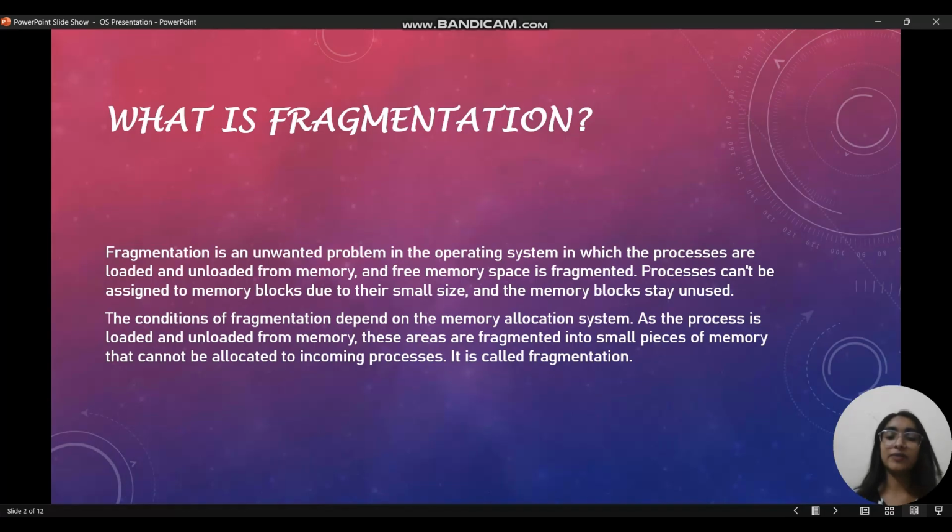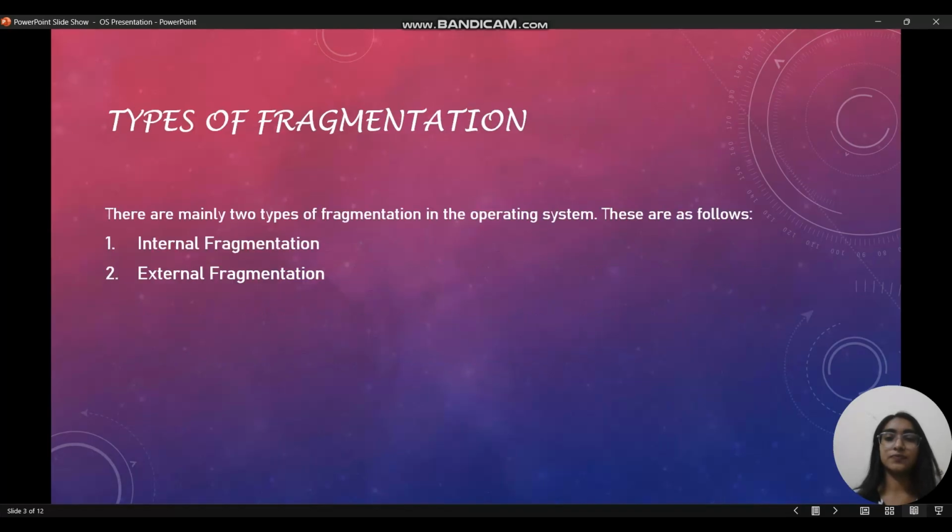The conditions of fragmentation depend on the memory allocation system as the process is loaded and unloaded from memory. These areas are fragmented into small pieces of memory that cannot be allocated to incoming processes. It is called fragmentation. Types of fragmentation. There are mainly two types of fragmentation. First is internal fragmentation and second one is external fragmentation.